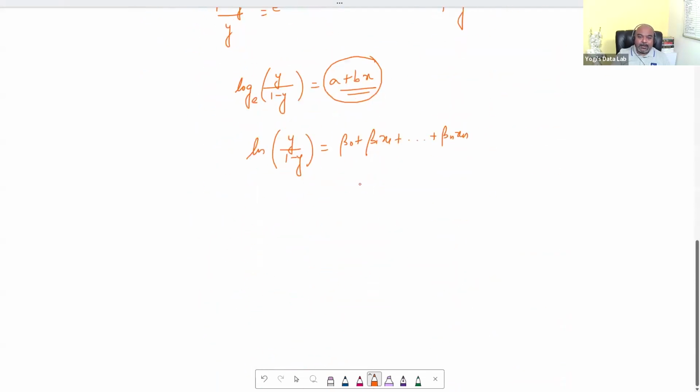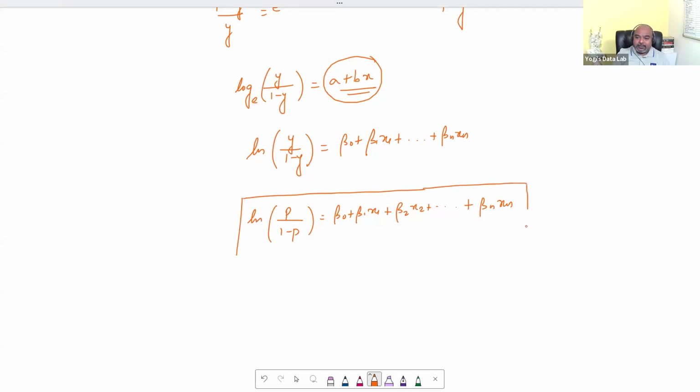So instead of y, if I write this as ln p by 1 minus p is equal to beta 0 plus beta 1 x1 plus beta 2 x2 up to beta n xn, this equation is the equation for logistic regression, and it is known as the Logit equation.